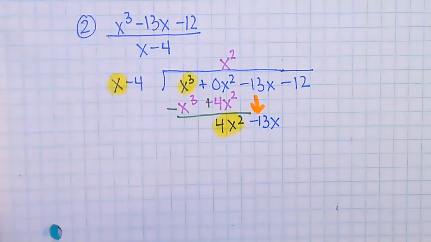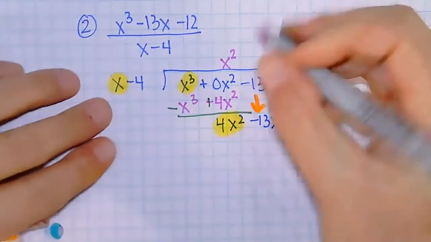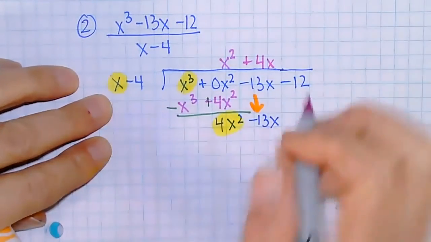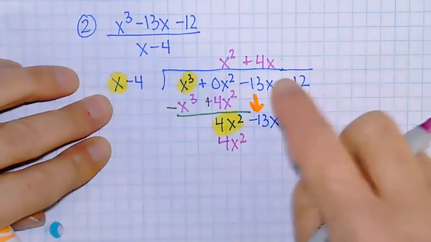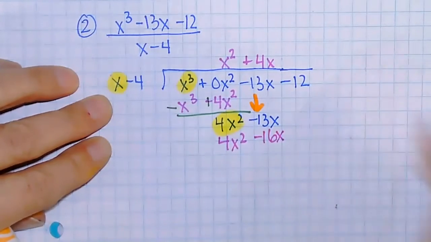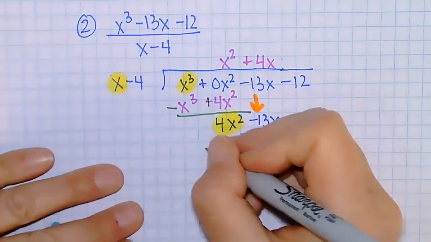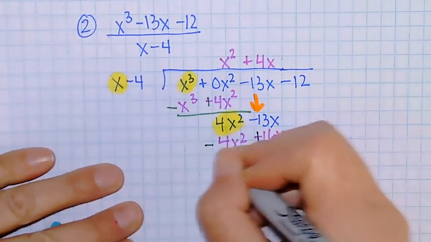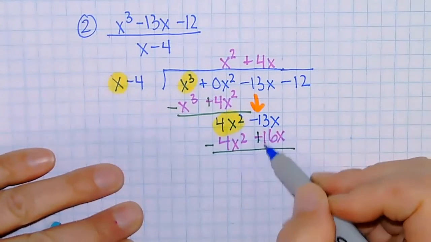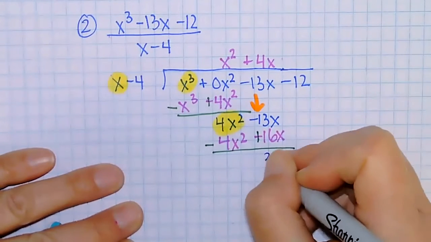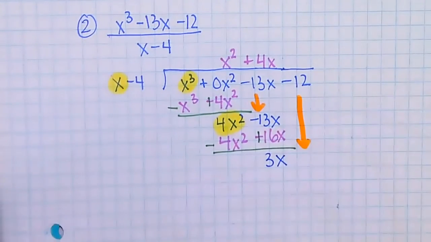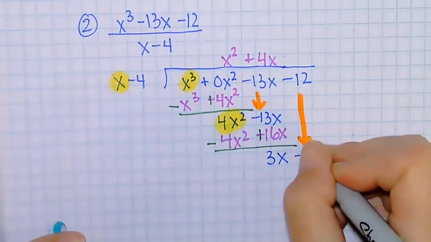And sorry, I'm moving my pens around. X times 4x. So that'll be a plus 4x. So 4x times x is 4x squared. 4x times a negative 4 is a negative 16x. And now I'm going to minus. So minus, and that becomes a plus. Make everything opposite. So this cancels out. This negative 13x plus 16x is a 3x. I'm going to bring down my next term, which is a minus 12.